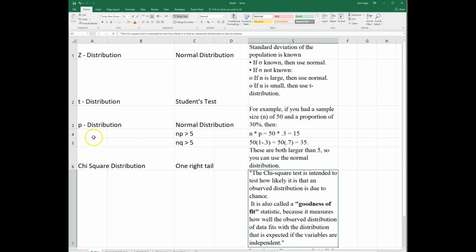The p distribution, which is the proportion distribution, is very interesting because it will be based on the normal distribution if it does meet the two requirements: the number of the items multiplied by the proportion is going to be greater than 5, and the other requirement would be the number of n multiplied by q. Q is what is left out of p if we subtracted it from 1.